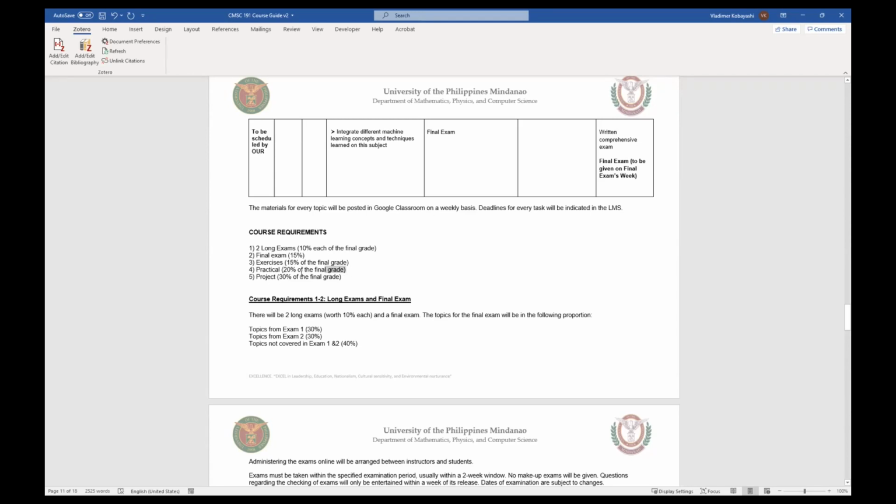This practical is actually sort of a lab. Our course has no lab, but this is our hands-on component wherein we're going to program some machine learning or implement some machine learning algorithms. And then there's also the project, which is 30% of your final grade. It's very important. Okay, 30%. So it's almost like one third of your grade. So it's very important that the project is done well.